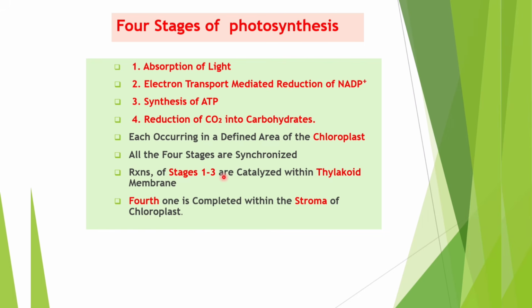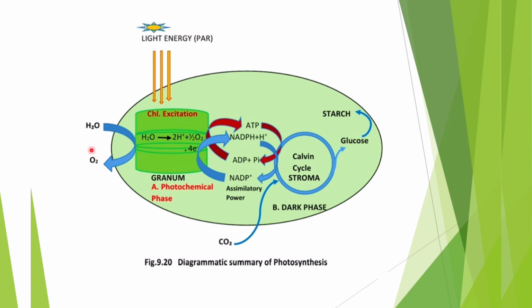Reactions of stage 1 to 3 are catalyzed within the thylakoid membrane. As I said, the light phase is taking place within the membrane of the thylakoid. And the fourth one, which is reduction of carbon dioxide into carbohydrates, is completed within the stroma of the chloroplast. Now, with the help of one generalized diagram, I would like to give you a brief idea of how this process fits within the chloroplast so that it will facilitate you for further studies.